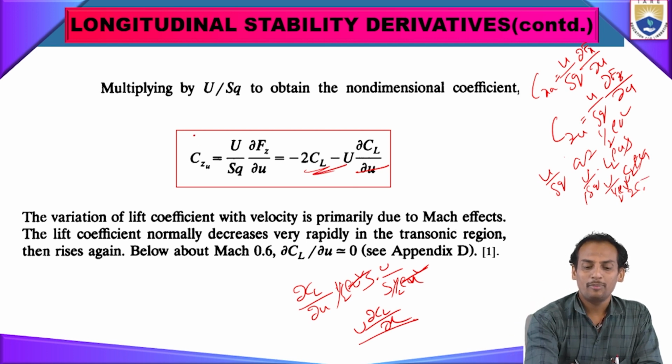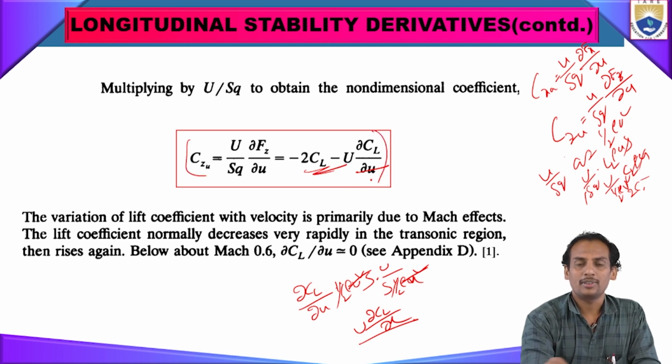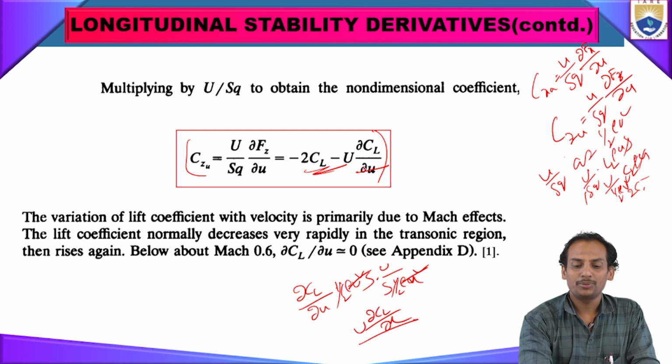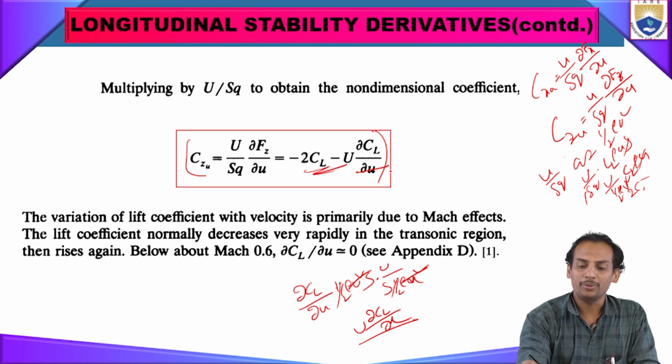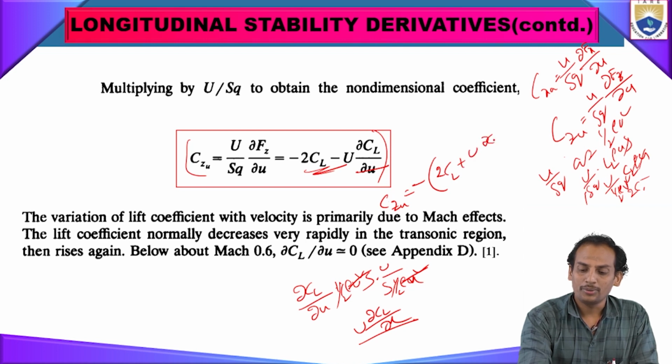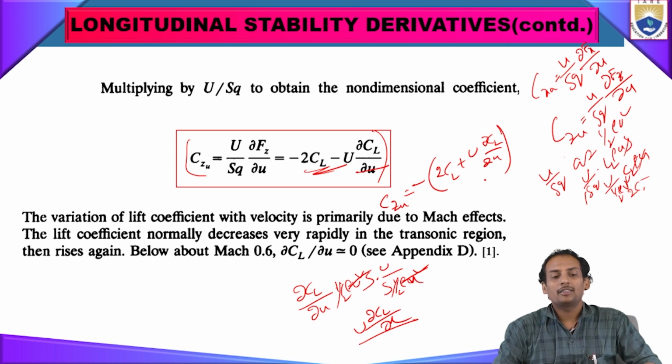So then what will be the total expression for CZU? u by SQ into dou Fz by dou u will be equal to minus 2 CL minus u of dou CL by dou u. So we can write CZU equal to minus of 2CL plus u into dou CL by dou u, right? So this is the expression for that.